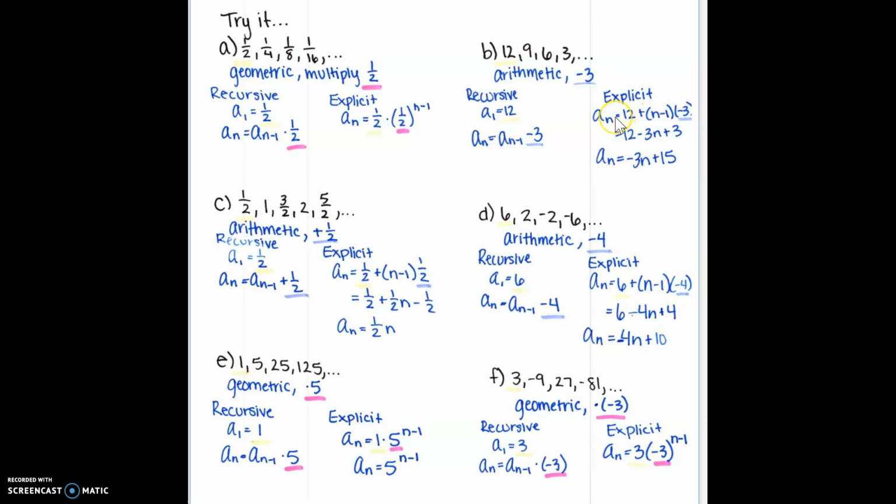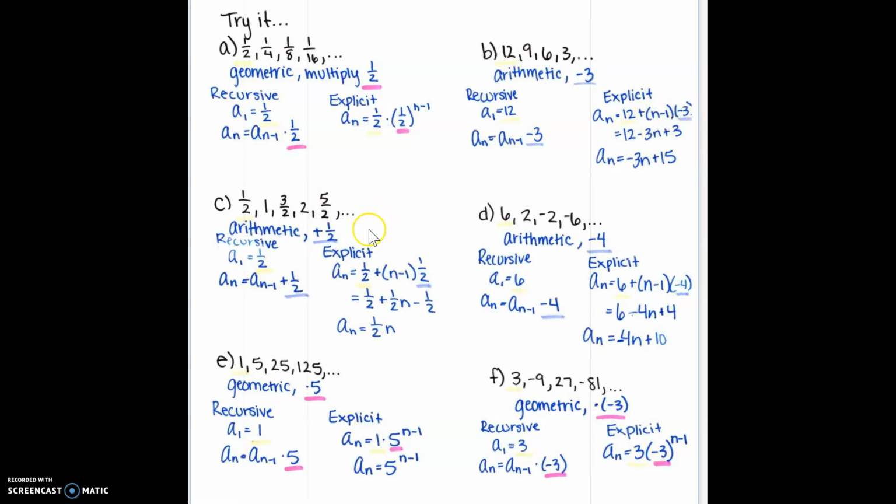And then explicit formula, we have our a of n equals our first term, which is 12, plus the n minus 1 in parentheses, that's just part of our formula, times our common difference, which is -3. And then remember, we do have to simplify that, so distributing that -3, which becomes -3n plus 3, because -3 times -1. And then we have to do the 12 plus 3, which gives us 15.